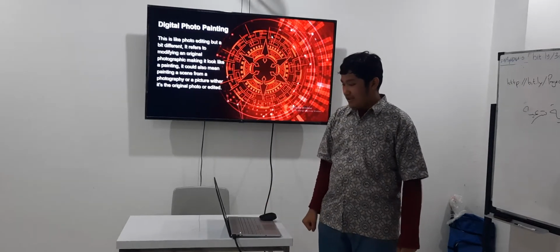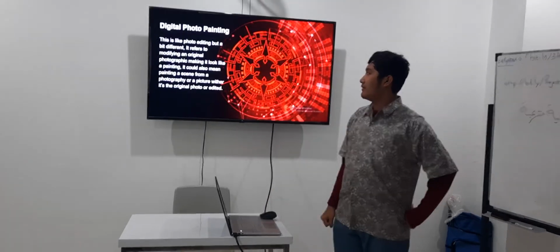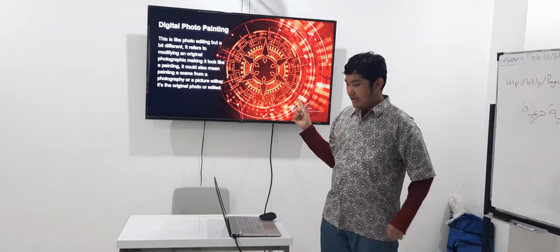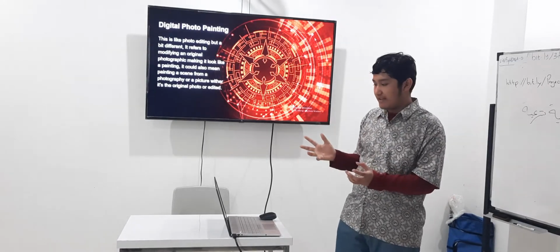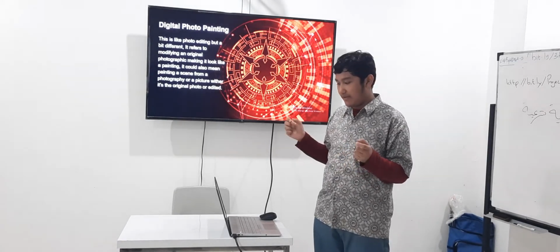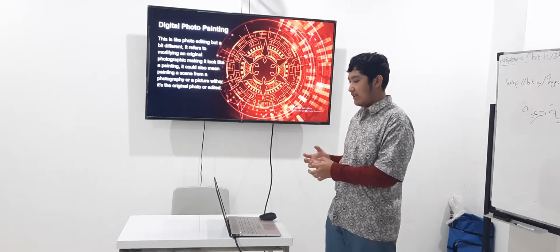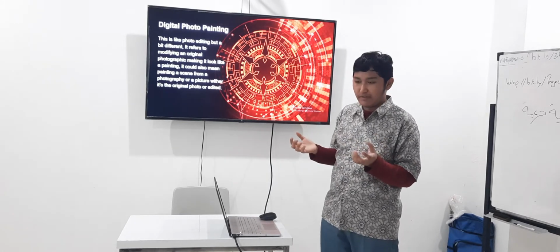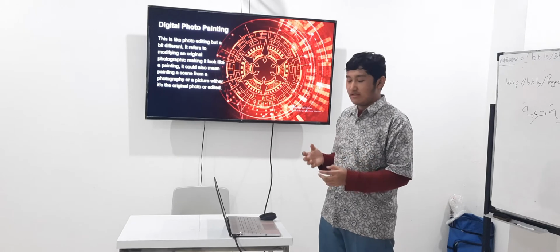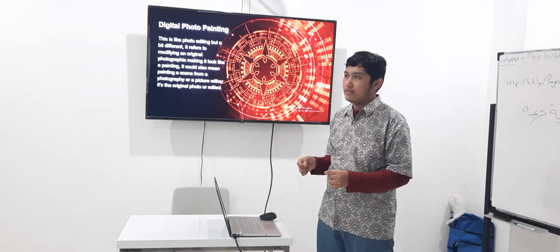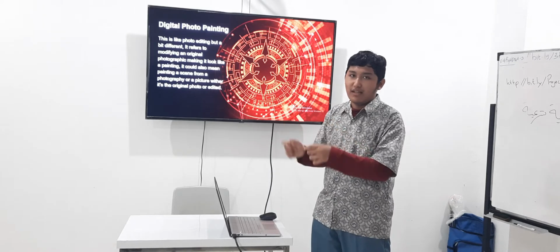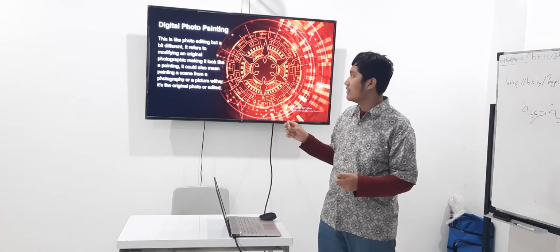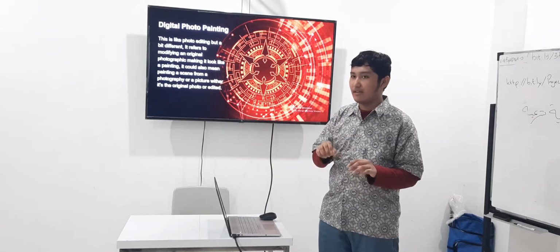Next. Okay, this is the one that's different from most, but yet similar. Digital photo painting. This is like photo editing, but a bit different. It refers to modifying an original photographic image, making it look like a painting. It could also mean painting a scene from a photograph or a picture, whether it's an original photo or edited. Say you take a picture of someone or something, and you draw it. Even painting by hand could still be photo painting, but digital photo painting means you draw it on digital devices.